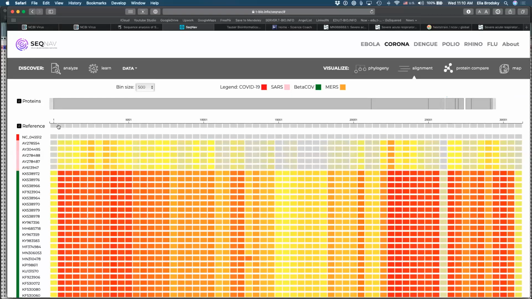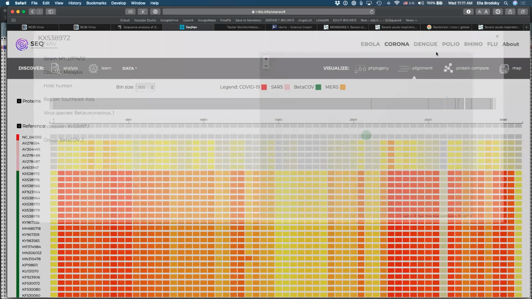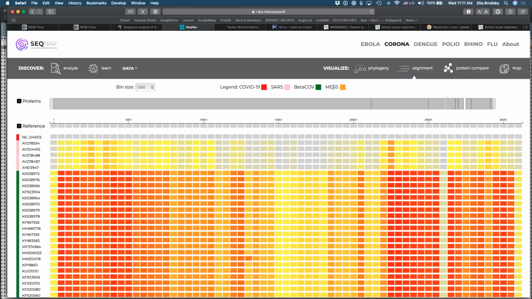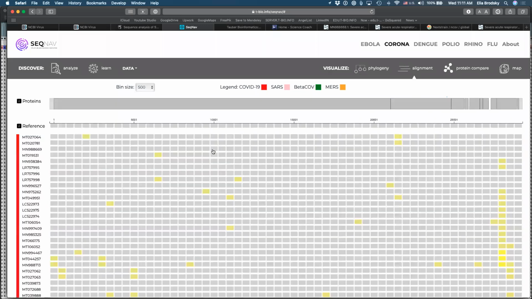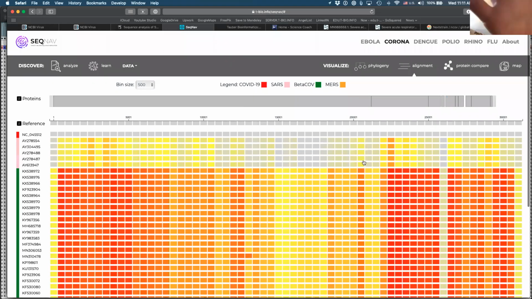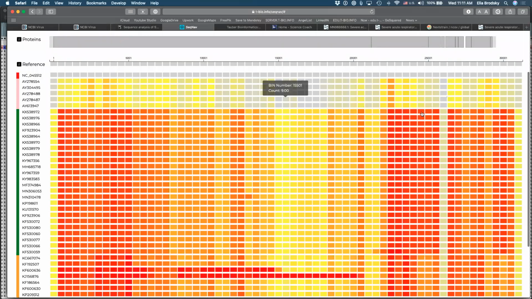So for example, here we see the reference genome. The reference genome is the novel coronavirus. And here we have different strains. You can click on each one and see where it's from. We have here different beta coronaviruses. So you can see COVID-19, SARS, beta coronaviruses, and MERS. And there's a couple of different examples right here that you can switch between. So for example, how do all the COVID-19 strains compare, or how do different types of coronaviruses compare? And you can see that the frequency of mutation is going to be marked by either gray, which is 0, or red, which is a lot. And that will vary between different bins.